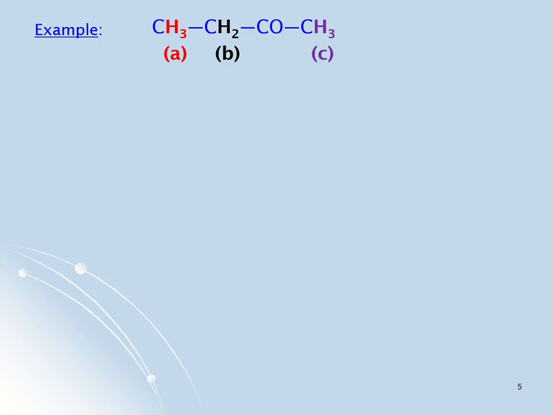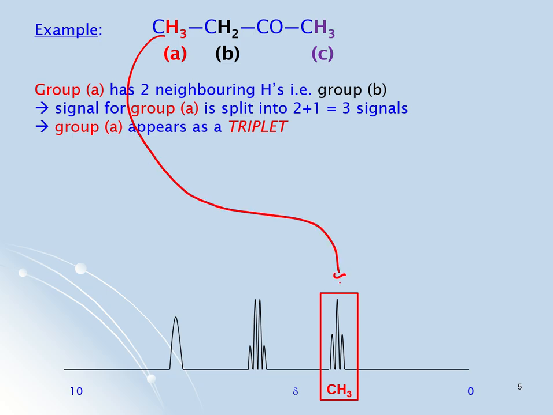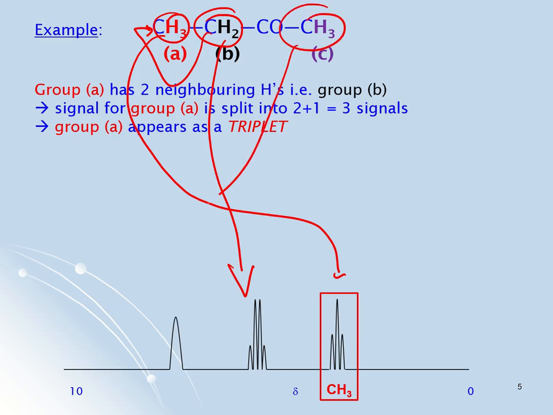So if we took for an example our butanone that we had earlier, we can see that my CH3, my most shielded CH3, is of course going to split to a triplet because it's adjacent to a CH2. My CH2, which is here, is adjacent to a carbon with 3 hydrogens on it, so it's going to split to a quartet. And my CH3 here is going to split to a singlet because my carbon here has no hydrogens on it at all.